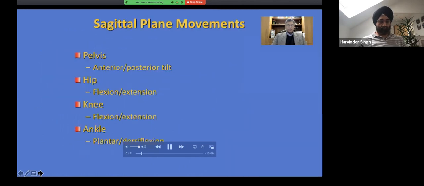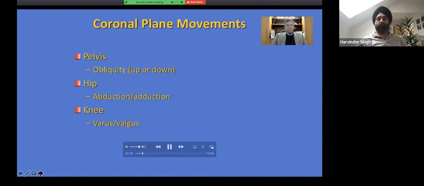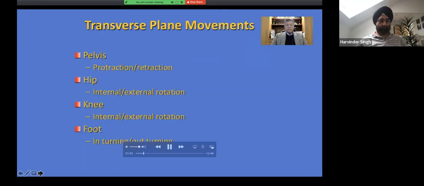In the sagittal plane, the movements at the pelvis are anterior and posterior tilt. In the hip, knee, and ankle, they're flexion and extension. In the coronal plane, for the pelvis it is pelvic obliquity, i.e. up or down. For the hip it is abduction or adduction, and for the knee it is varus or valgus. And finally, in the transverse plane, the movements for the pelvis are protraction or retraction. For the hip and knee, it's internal and external rotation, and the foot is in-turning or out-turning. An easy way to remember the transverse plane is as if you're looking at the patient from the top.